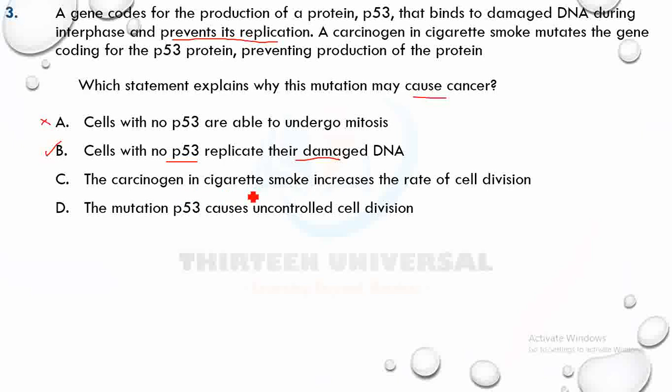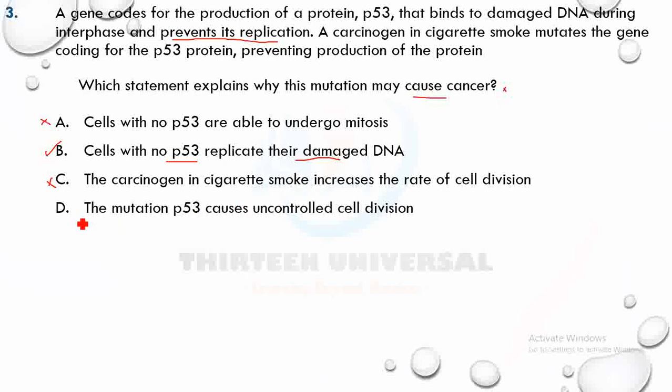So why is C wrong? It says the carcinogen in cigarette smoke increases the rate of cell division. Well, that is not correct. It doesn't increase cell division. It might cause cancer, but that doesn't necessarily mean cancer will result from the increase in cell division, because not all cell division results in cancer, except when a malignant tumor is formed.